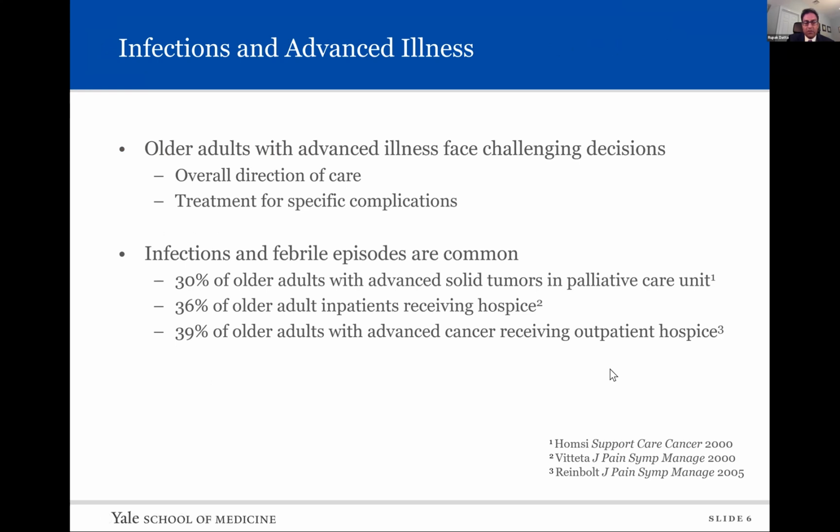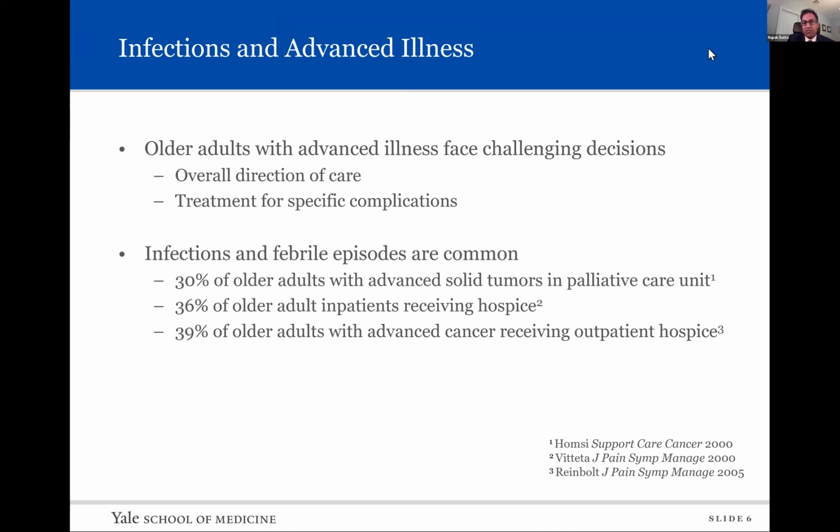So, as you know, older adults with advanced illness face many challenging decisions. At the time of receiving palliative care, there are many questions regarding the overall direction of care and whether treatment decisions are in line with their own patient preferences. This is particularly relevant to complications that might emerge either from treatment for advanced illness or other unexpected outcomes.